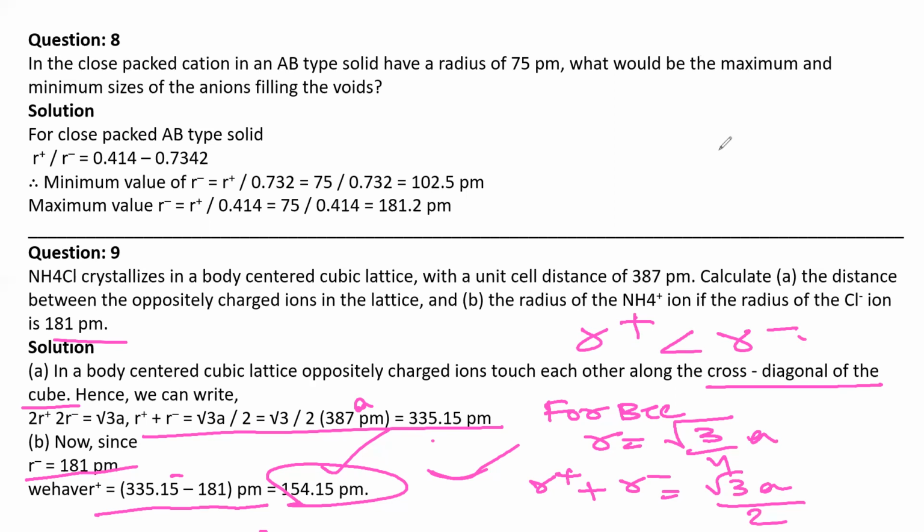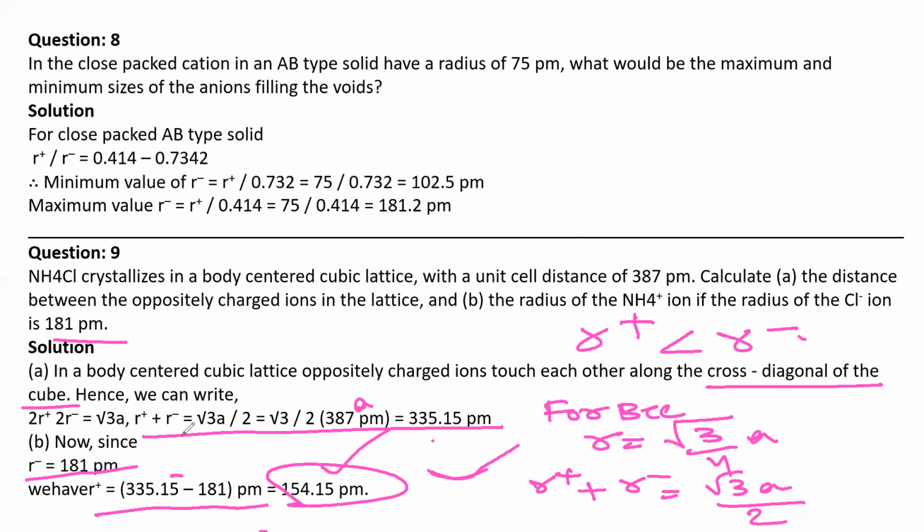And for BCC, r is equal to root 3 by 4 a, and r plus plus r minus, that is the sum of cation and anion radii, is equal to root 3 by 2 a. So whatever the relation between radius and edge length in any lattice, already we have given the relation between radius and edge length for all the lattices.